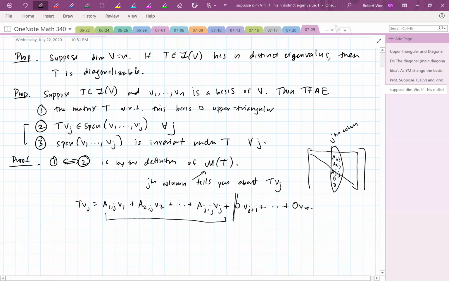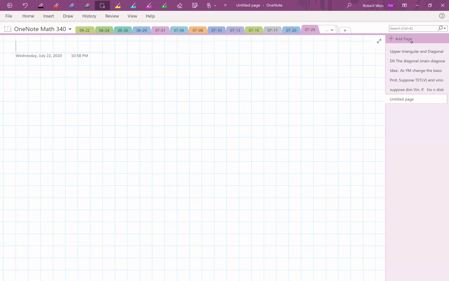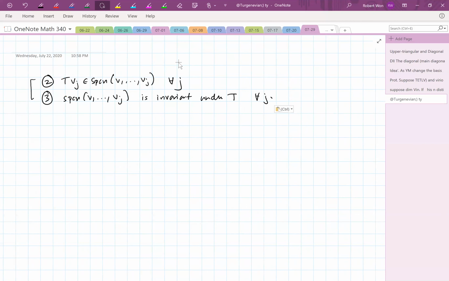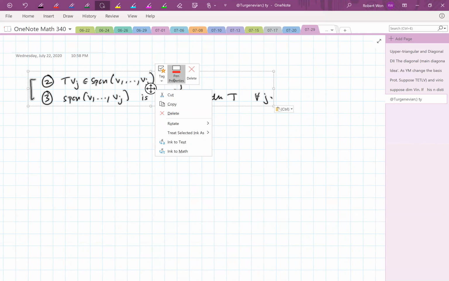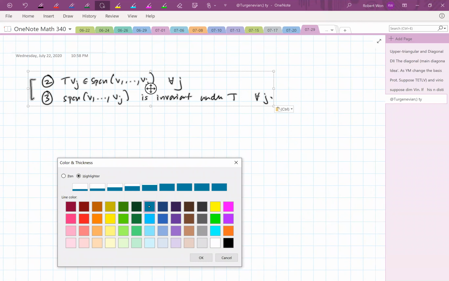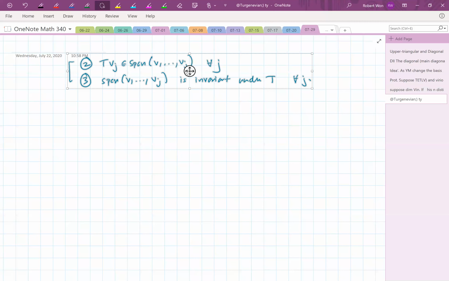Okay, so let me do something really fancy here. Let me go on to a new page and paste this. I can even change the color of this. Change it to some shade of blue just to show that this isn't part of our thing, but this is just something I'm carrying over from the last slide. Still need to show that 2 if and only if 3.